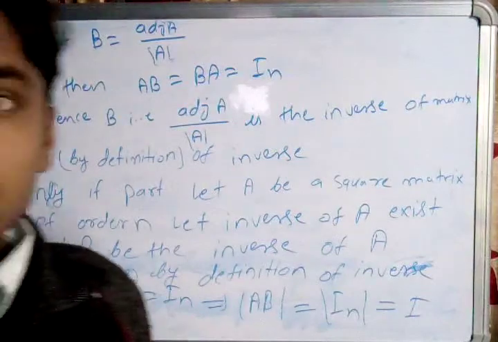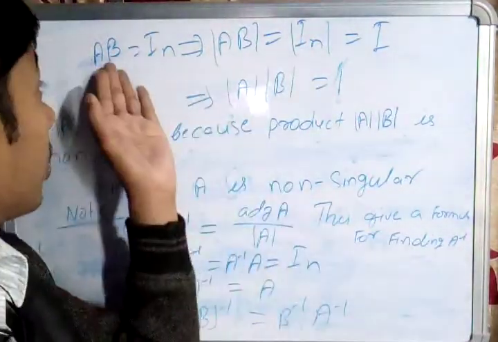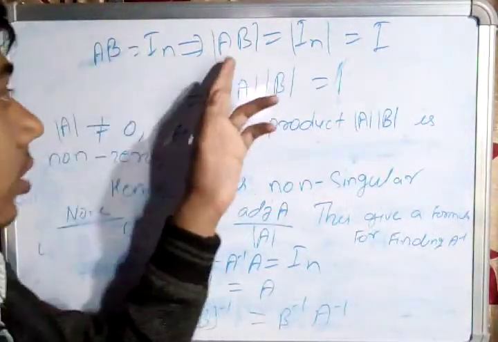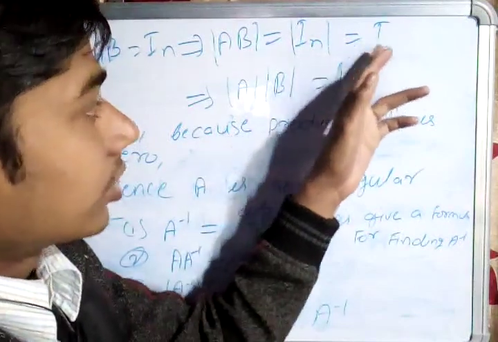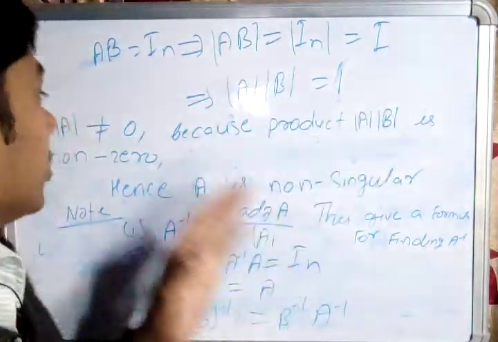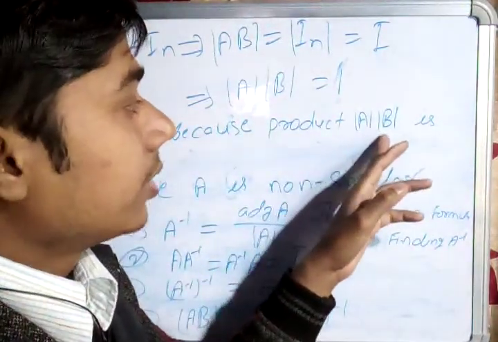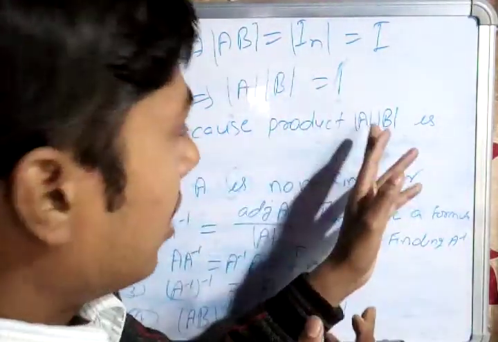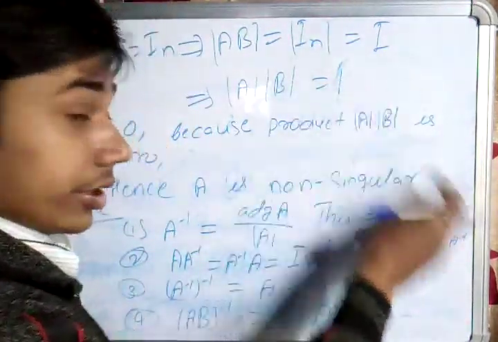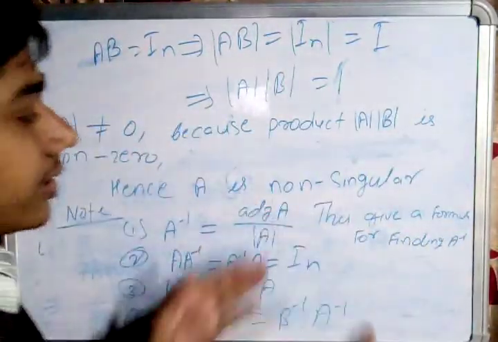Look here: the product A B is equal to the identity, which implies that determinant of A times determinant of B is equal to 1. The determinant of A is not zero because the product of determinant of A and determinant of B is non-zero. Hence A is non-singular.